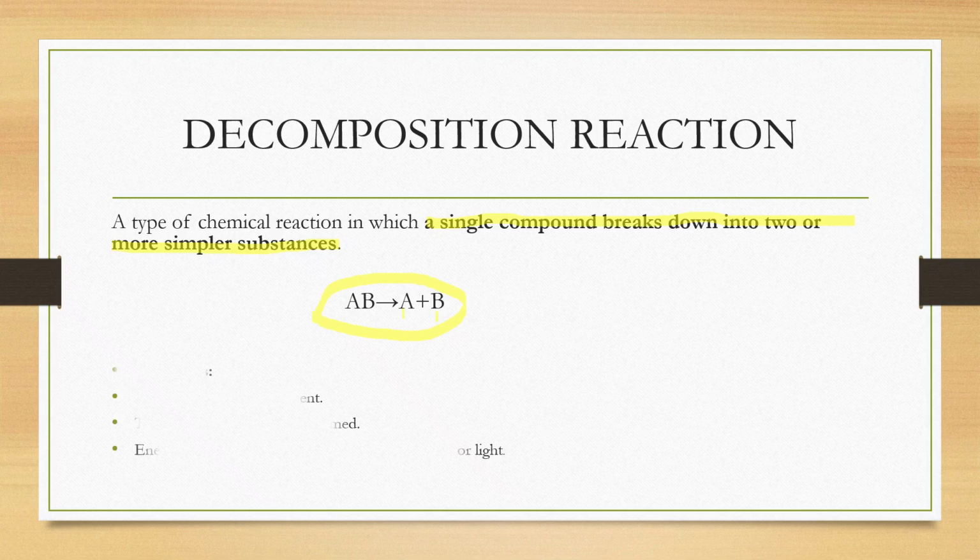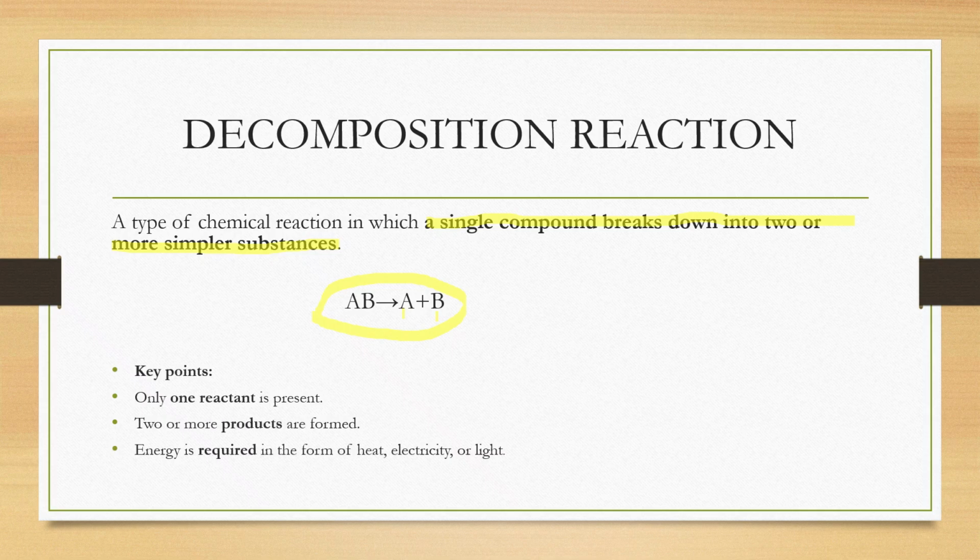Now we will move towards some key points that you have to understand. Only one reactant is there, so if there is a question in which you have to identify whether it is a decomposition reaction, if you see a single reactant, it means it is a decomposition reaction. Two or more products, this is known as decomposition reaction, and energy is required in the form of heat, light, and electricity. This is a very important thing, because decomposition reaction is further divided into three parts. Three subparts are there, which we will be discussing in the next part.